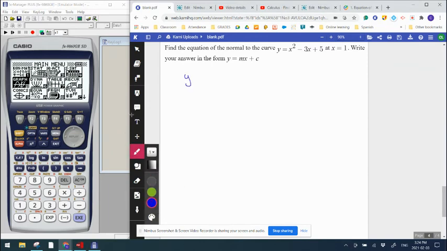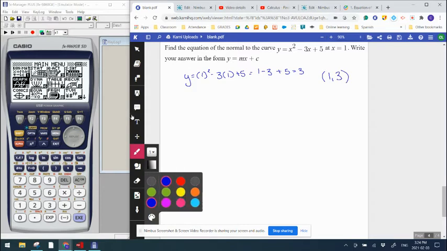So we're going to go y equals and sub our x value into our original equation. 1 squared minus 3 times 1 plus 5, of course, is 1 minus 3 plus 5. So negative 2 plus 5 gives us an answer of 3. So we now have a point on our curve, which is x is 1, y is 3. Once we have the point, then we need to know the slope at that point in order to figure out the equation of the normal.